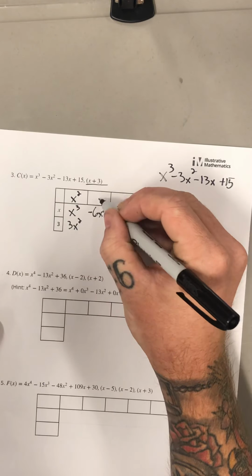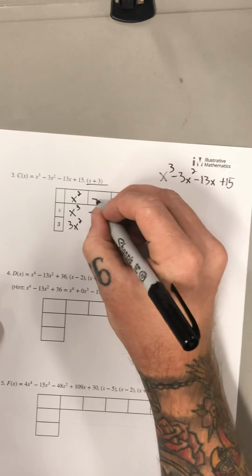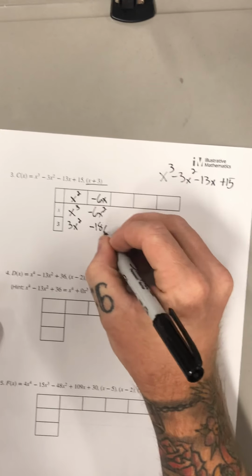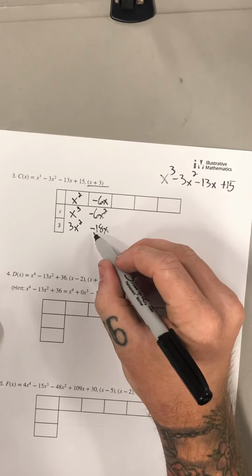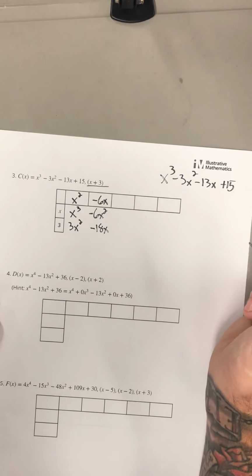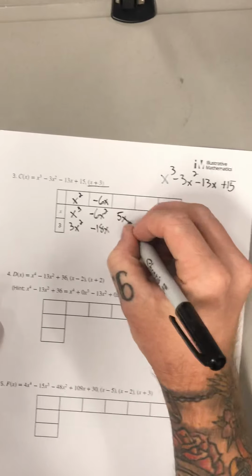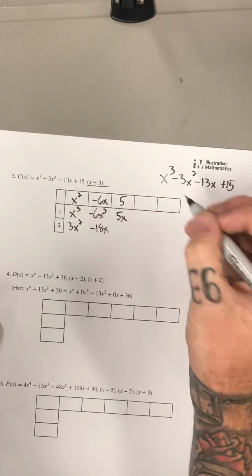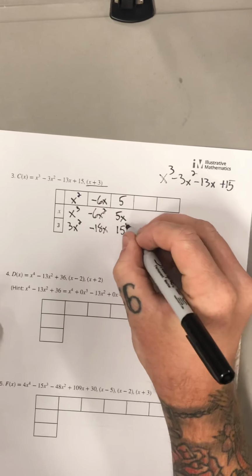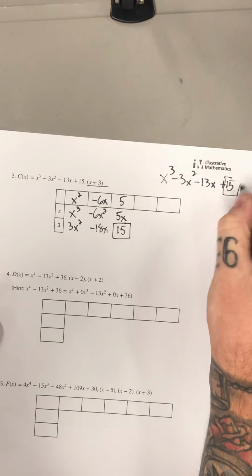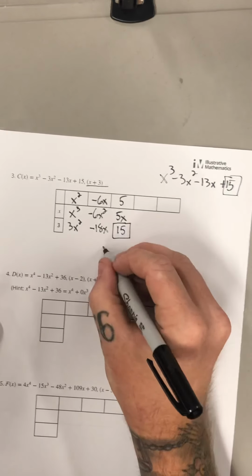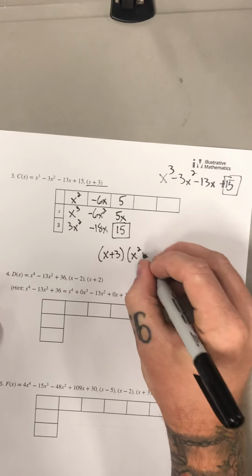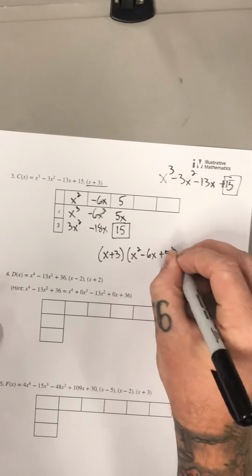Then I can work up from here. X times what gives me negative 6x squared? That would just be negative 6x. Bring it down here. It's a negative 18x. So now I'm looking at just single x's. I need it to go from negative 18 to negative 13. So I'm going to add 5x. X times what gives me 5x? That's a positive 5. 5 times 3 is 15. That's the last term in our polynomial, so we're good to go. Your answer is x plus 3 times x squared minus 6x plus 5.